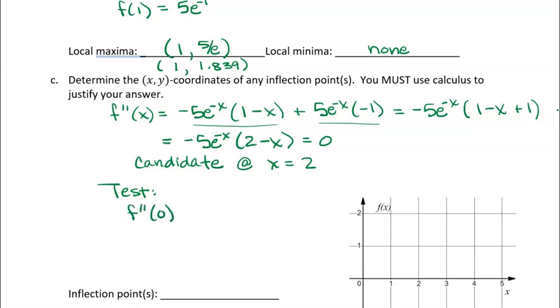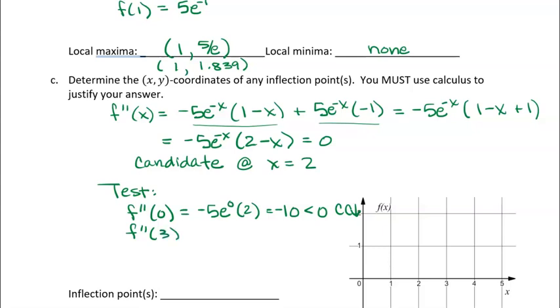Let's pick 0. That's easy. That's to the left of 2. And I'll use the factored form. So I'm going to get minus 5 e to the 0 and then times 2 minus 0. So just 2. Now, that is just a negative 10 times e to the 0, which is 1. So it's just negative 10, which is less than 0, which means that it's concave down to the left of 2, right?